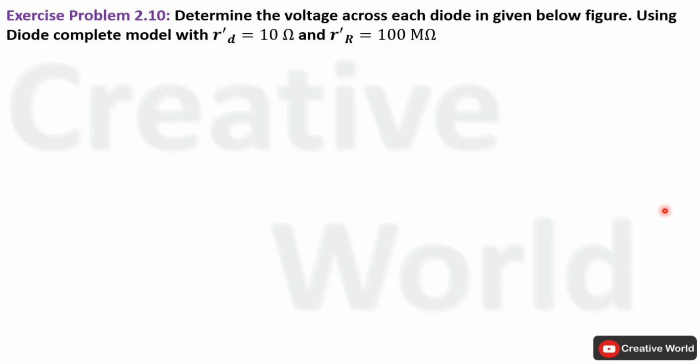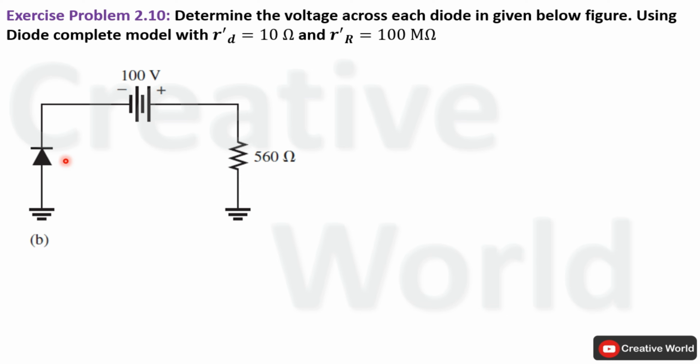Move to the next circuit. In this circuit, a diode is connected through a resistance of 560 ohm to a voltage source. Positive terminal of this voltage source is connected to the anode of the diode, while negative terminal of this voltage source is connected to the cathode of the diode. So this diode is in forward biased mode because the positive terminal of the voltage source is connected to the anode and the negative terminal to the cathode, and the potential difference of this voltage source, which is 100 volt, is much higher than the potential barrier of this silicon based diode.